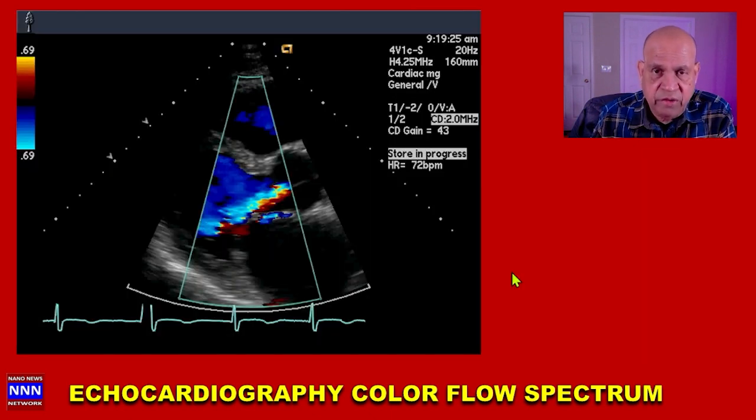So there is a lot of information that we can gather from the color flow Doppler, which we may not be able to appreciate in pulse or continuous wave Doppler. Here's an example of an aortic valve regurgitation.